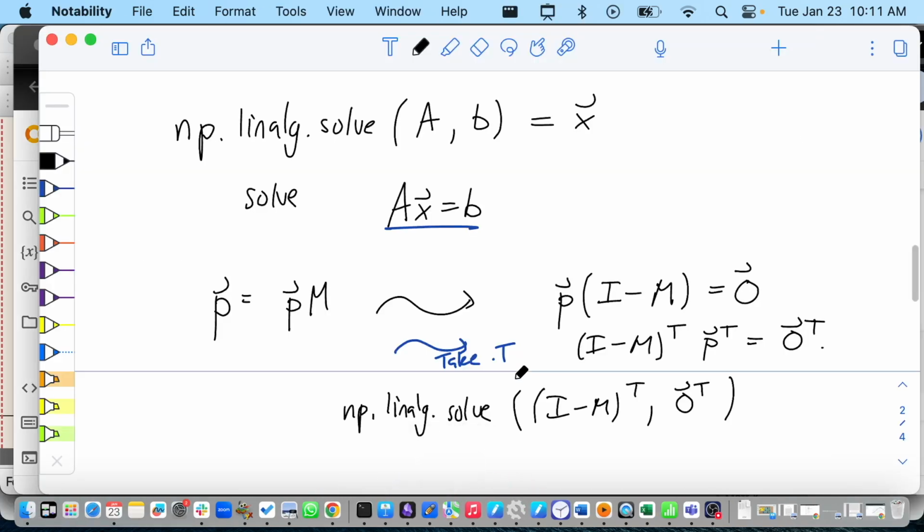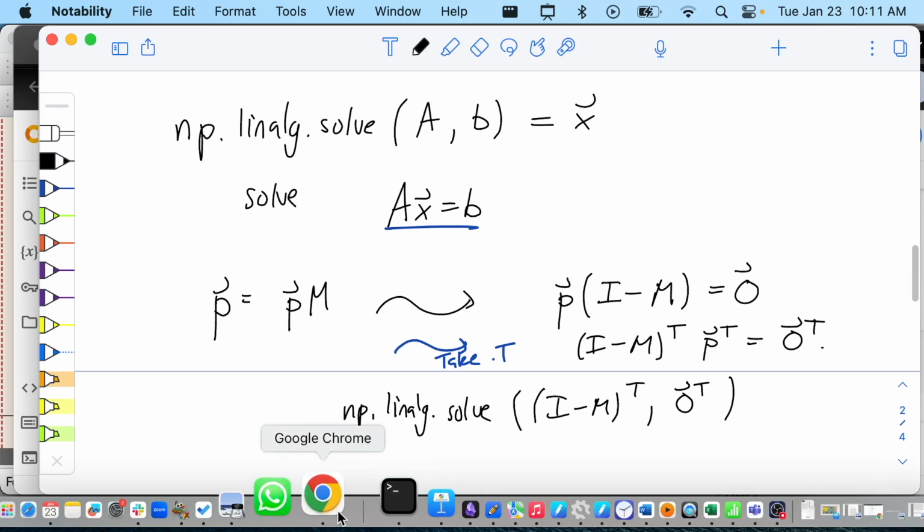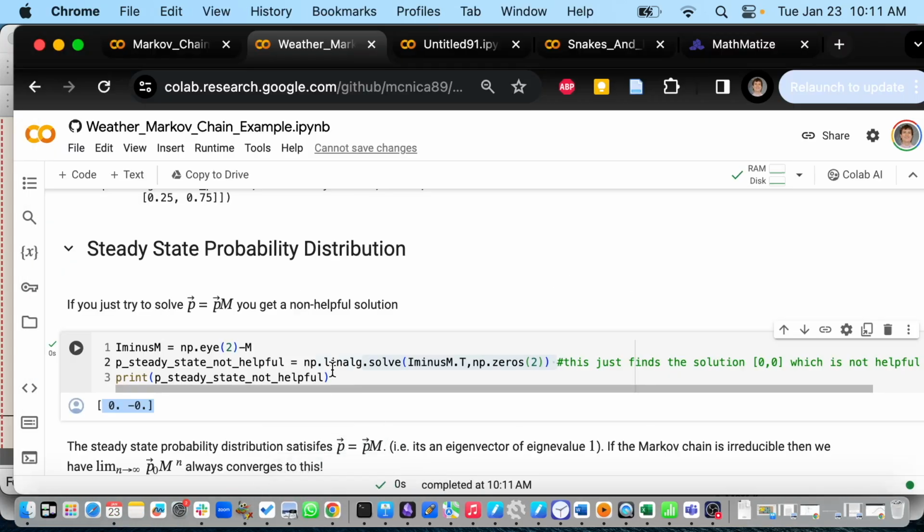So look, if you put in 0, then anything times 0 is the 0 vector. So there you go, 0. We want the non-zero solution. We want actually a solution that sums to 1. So this is no good. Okay, so what we got to do is find a way to convince the computer to give us a helpful solution.